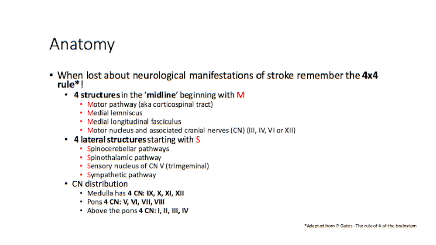The reason the 4x4 rule is really powerful is that if you have a medullary or a brainstem infarct, if you apply the 4x4 rule, then you can really make an educated guess about the potential symptoms that the patients will present with. So for example, if a patient has had a lateral medullary stroke, then we know that there are 4 lateral structures starting with S that I've already alluded to. So spinocerebellar, spinothalamic, the sensory nucleus of the trigeminal nerve, as well as the sympathetic pathway. So you can already appreciate the symptoms that these patients can manifest.